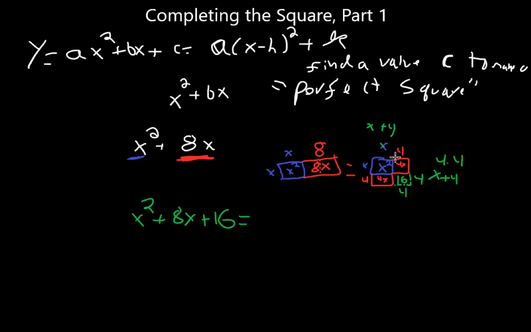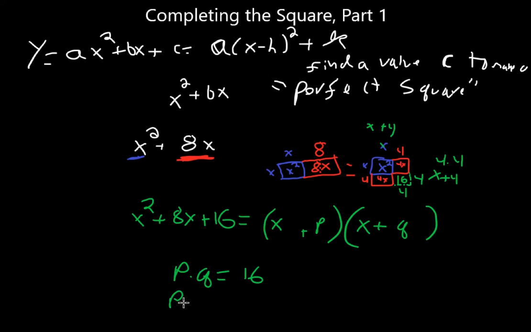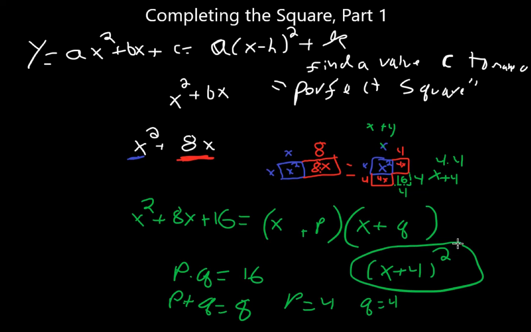So let's try factoring this really quickly. It's going to look like two things multiplied together. We're going to have an x here and an x here. And we know that it's going to be plus p and plus q. And we know that p times q is equal to 16, and p plus q is equal to 8. And if p equals 4 and q equals 4, well, that would work quite nicely. So we have x plus 4 squared, which would be our expression. So that matches up perfectly with what our square looks like.